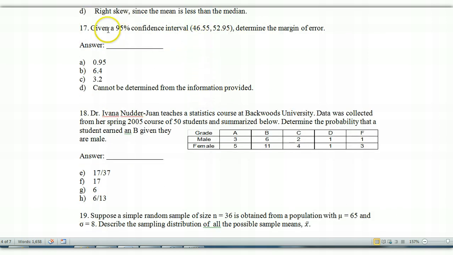Alright, determine the margin of error. We got a 95% confidence interval. There it is. We want to know the margin of error. Alright, remember, very simple formula for margin of error. You just take your large number, you subtract your small number, and you divide that by 2. Take the large number minus the small number divided by 2, and that'll give you the margin of error.